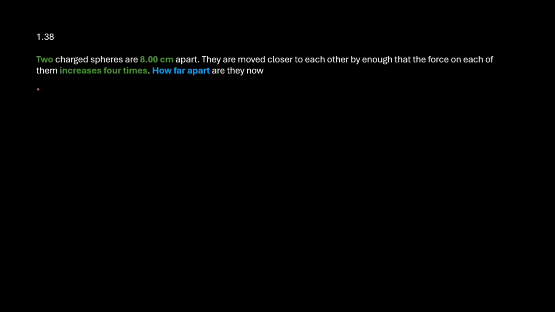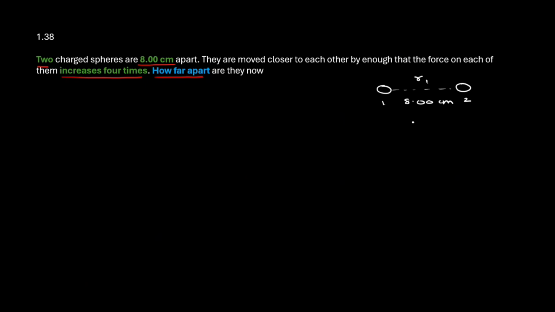Question 1.38. Two charged spheres are 8 centimeter apart. They are moved closer to each other enough that the force on each of them increases 4 times. How far apart are they now? So here in this question, you have two charged spheres. Let us call them sphere 1 and sphere 2. Initially, they are 8 centimeter apart. We call this distance between them R1.